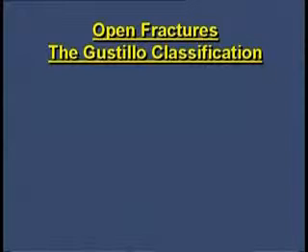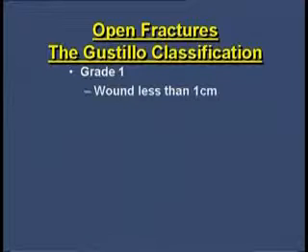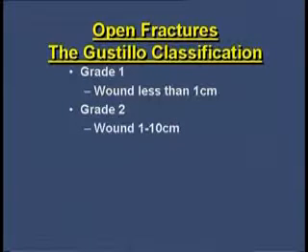This classification grades compound fractures based on the length of the wound. Thus, a grade 1 compound fracture has a wound less than 1 centimetre long. These fractures are usually, but not always, compound from within out. A grade 2 fracture has a somewhat longer wound of between 1 and 10 centimetres and can be compound from either without in or within out.